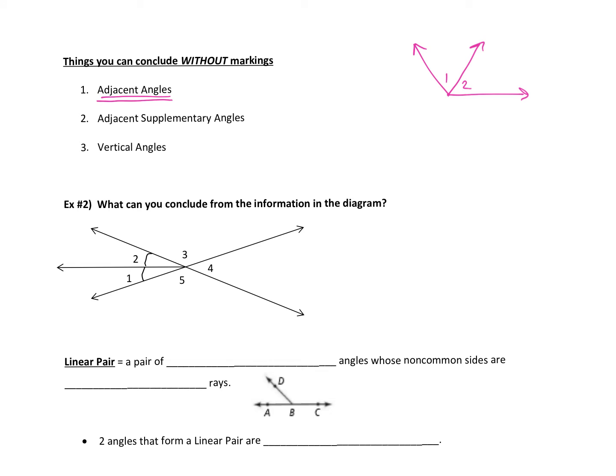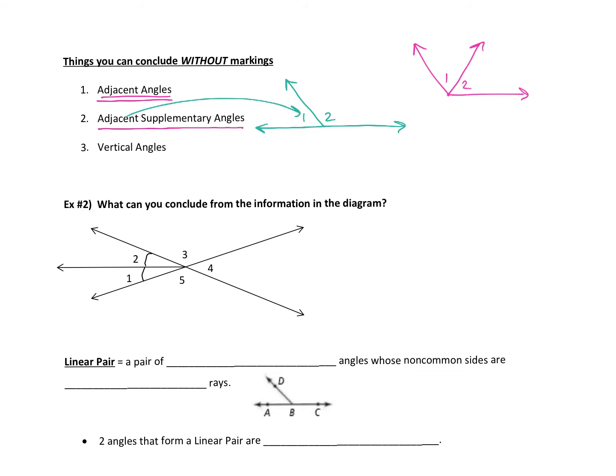Second thing, you are allowed to say when angles are adjacent and supplementary. What do adjacent supplementary angles look like? Supplementary means 180, right? So you're going to have a straight line. You could say that those two angles right there are adjacent and supplementary, because we can see that it's a straight line and that they're adjacent.